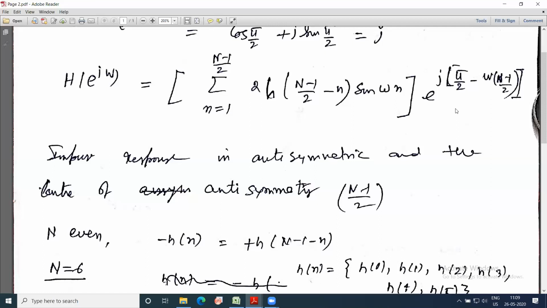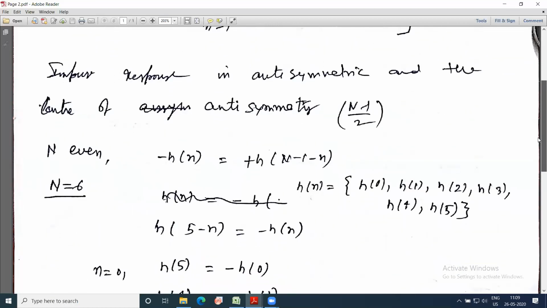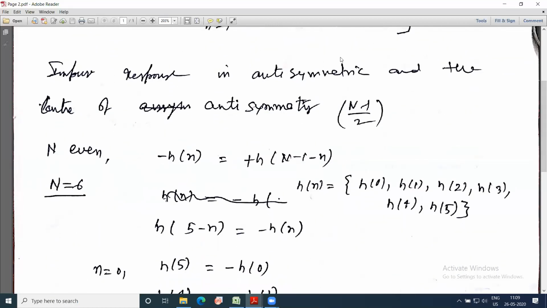Now next we are discussing n equal to odd. Now we'll take the discussion on n equal to even. If we take n equal to even, say n equal to 6, again we will assume antisymmetry. Antisymmetry means h of n minus 1 minus n is equal to minus h of n.